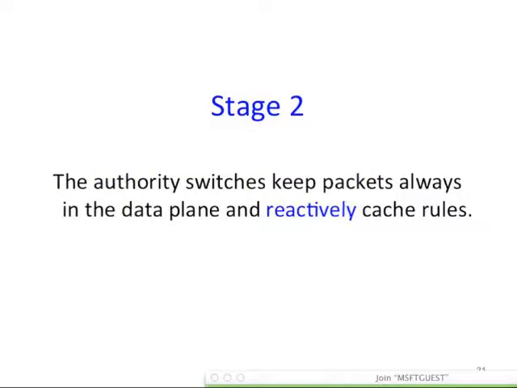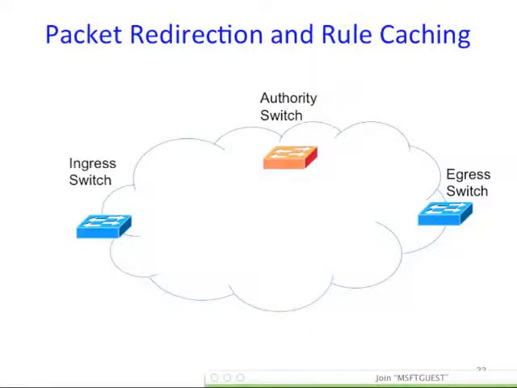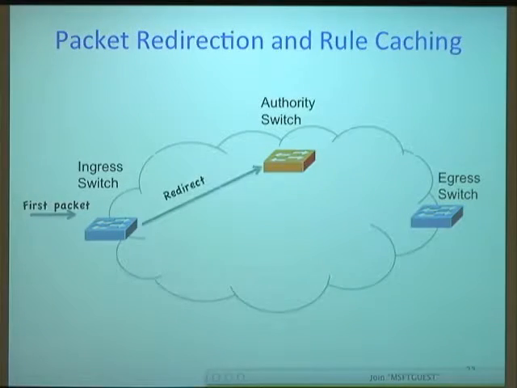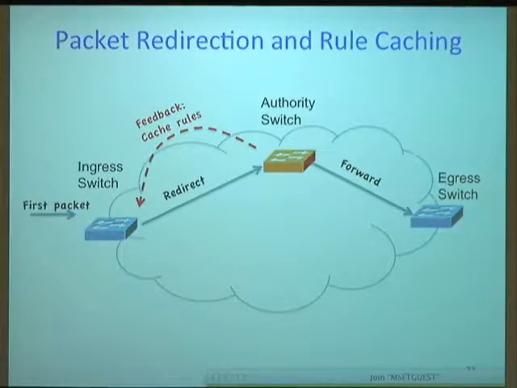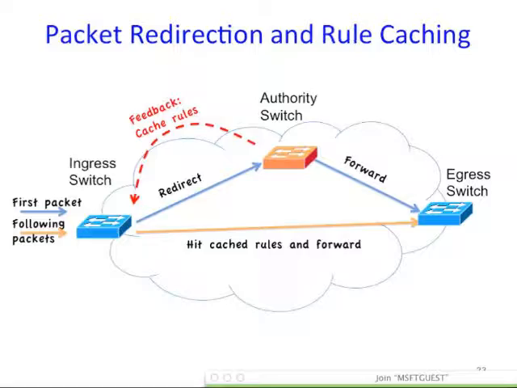At the second stage, since the rules are already pre-installed in the authority switches, we can use the authority switches to keep the packets always in the data plane, and then reactively cache the rules. So here's how it works. When the first packet arrives, the ingress switch redirects the packet to the authority switch. This authority switch processes the packet according to the rules. At the same time, the authority switch will install some cache rules so that the following packets can get processed locally at the ingress switch and directly forwarded.